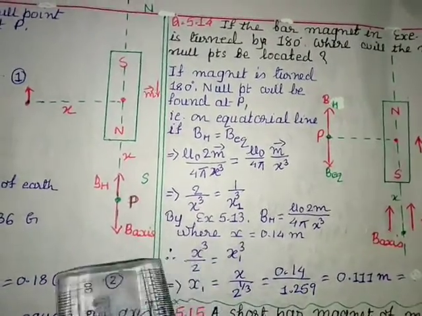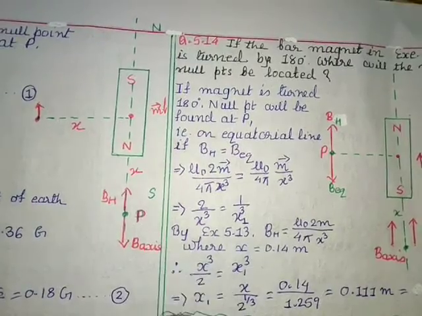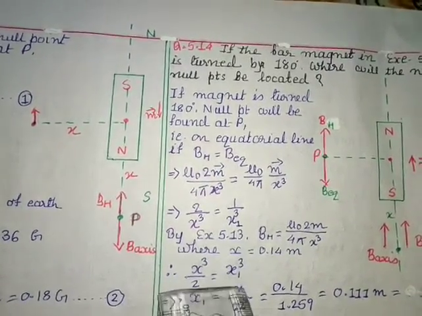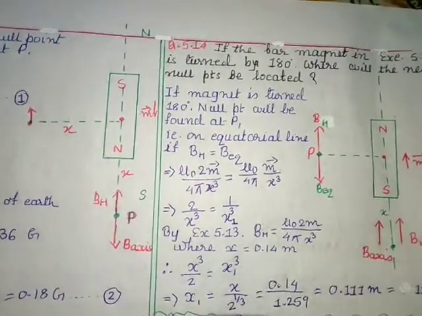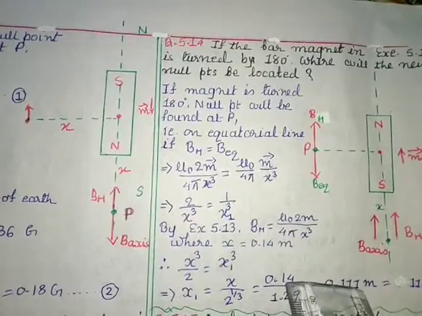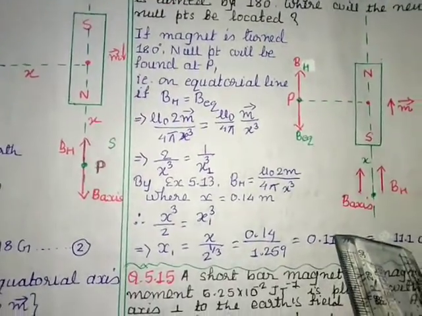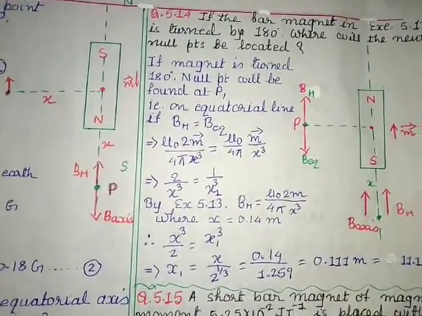I want to find the x1 value, so take the cube root. So you get x1 equal to x by 2 power 1 by 3. The x value is 0.14 and 2 power 1 by 3 is 1.259. Divide, you get 0.11 meter. Can write in centimeter equal to 11.1 centimeter. Okay, so that is the answer for question number 5.14.